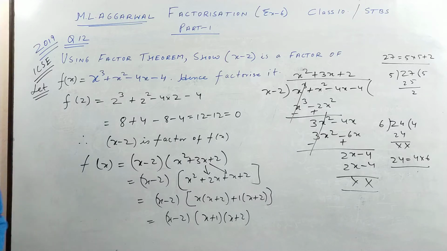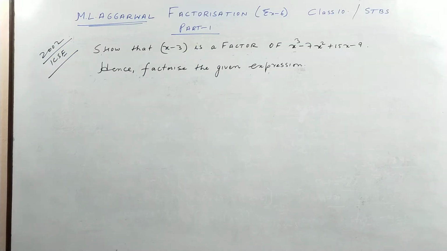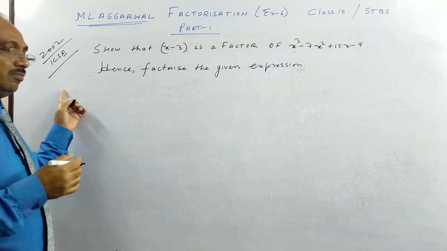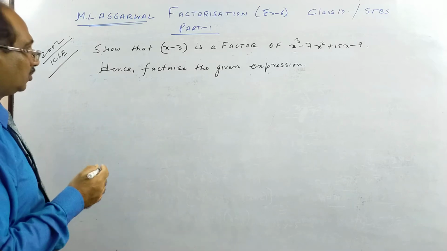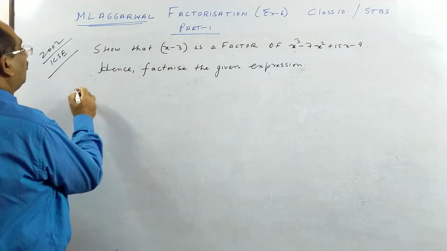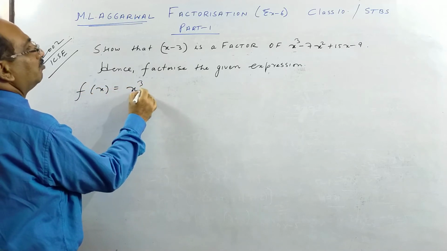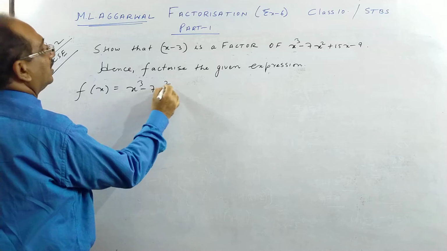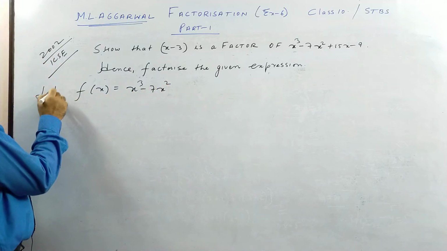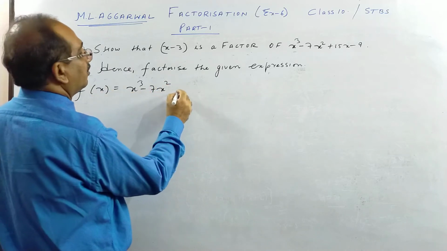So this was our question for the year 2019. Next we move on to a very similar question, which is from year 2002. Here, in the same way, we know f(x) is x cube minus 7x square. So let this be our function f(x).